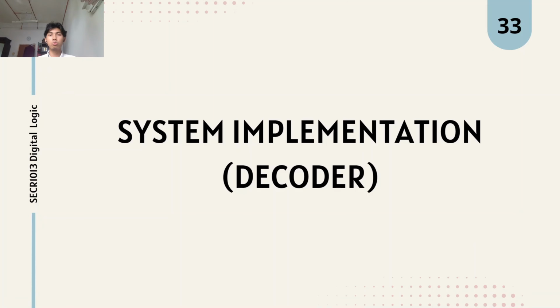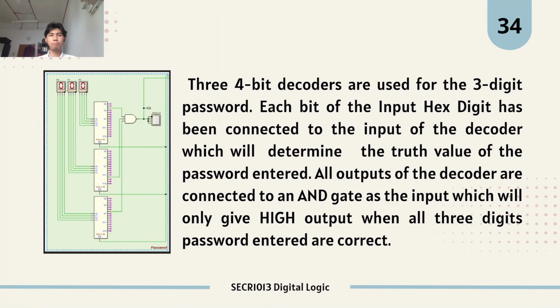We continue to the next one, which is the decoder. Three 4-bit decoders are used for the 3-digit password. Each bit of the input hex digit has been connected to the input of the decoder, which will determine the truth value of the password entered. All outputs of the decoders are connected to an AND gate as the input, which will only give a high output when all 3 digits of the password entered are correct.